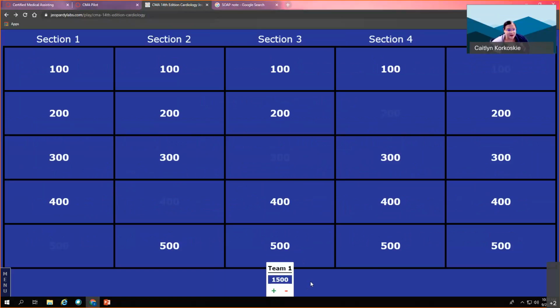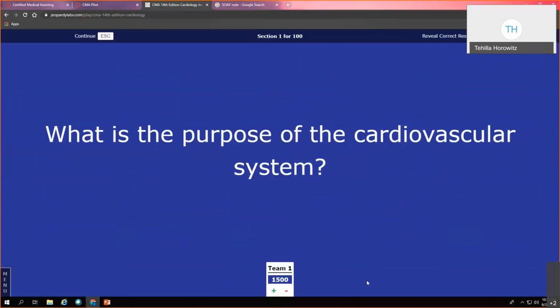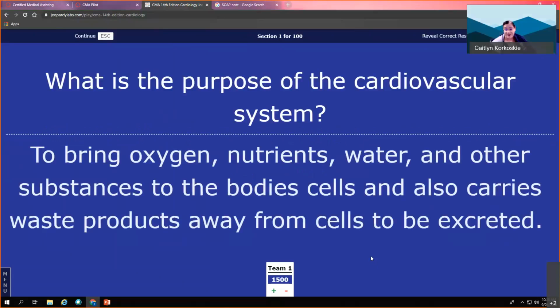Which one do you want to go for next? I'll do section 1 for 100. So what is the purpose of the cardiovascular system? What does it do for our body? Blood through the body. Yes. And what does blood do for our body? What is it delivering? Nutrients and vitamins. And oxygen as well. Yes, of course. And it's also carrying away waste products from other cells to be excreted.